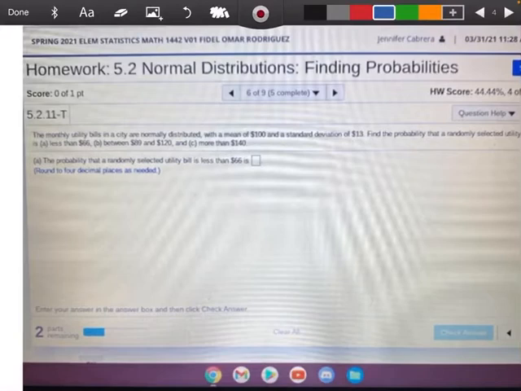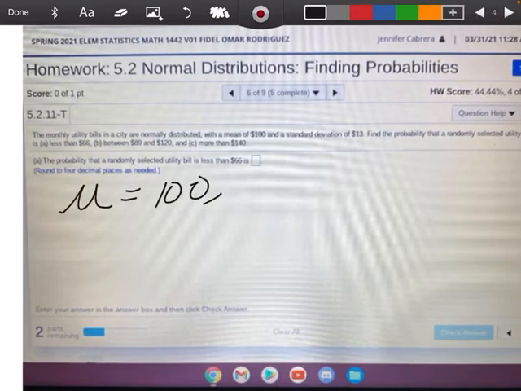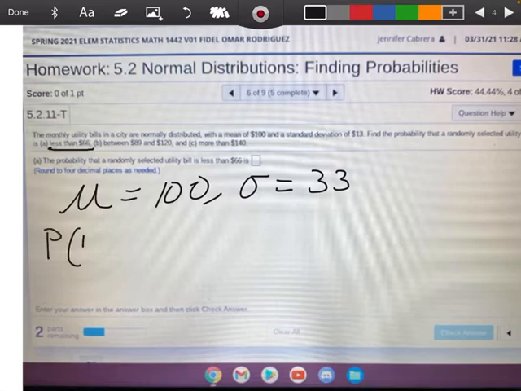And so the first thing I'm going to do here is, we know that our mean is equal to 100, and we know that our standard deviation is 13, okay? And so when I'm doing part A, it says less than 66, right? So what I'm trying to figure out is what is the probability that x is smaller than 66? So what we want to do is convert this x value to a z-score, okay?